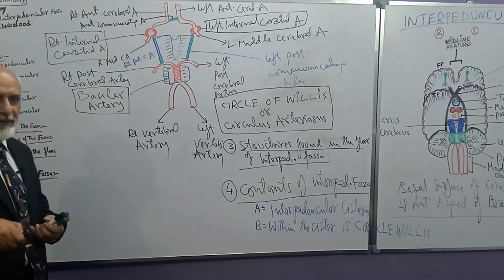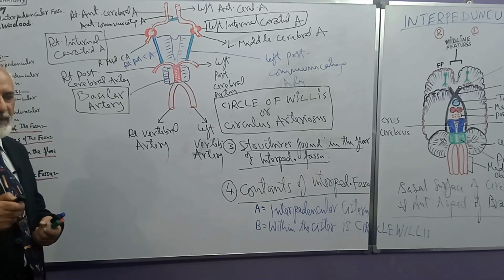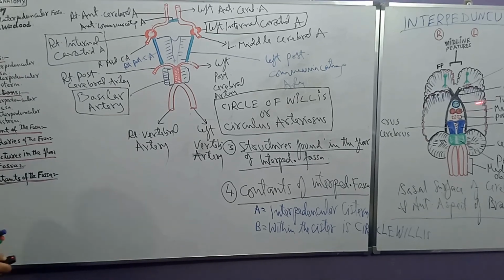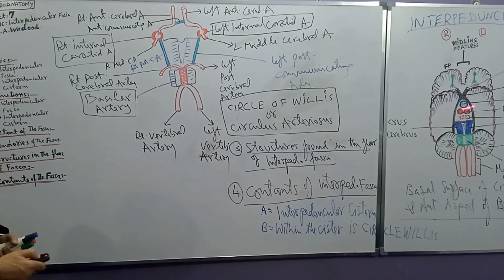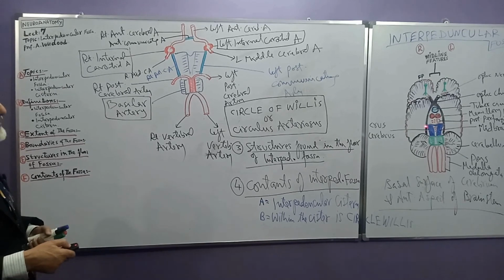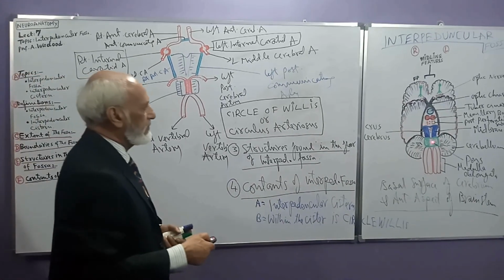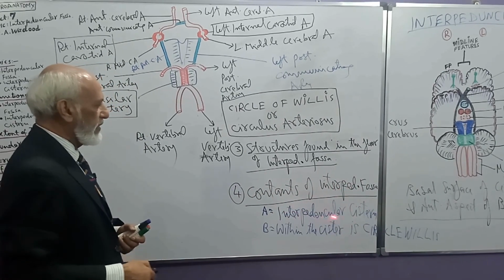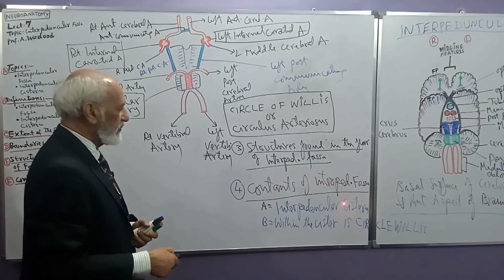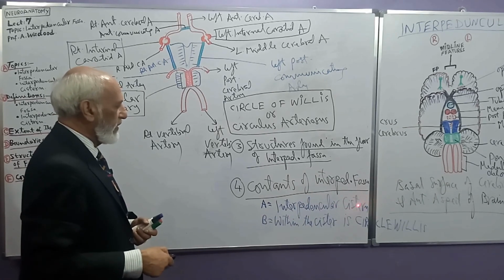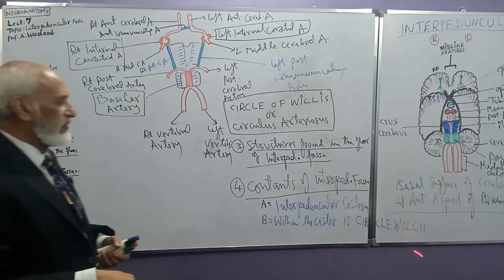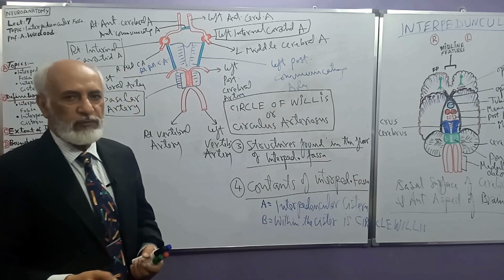So this was the topic of this lecture. We discussed the interpeduncular fossa, what its boundaries are, and what different structures are seen in the floor of this interpeduncular fossa, and what the very important contents are, the interpeduncular cistern. This cistern is also occupied by this arterial circle, circulus arteriosus, floating in the cerebrospinal fluid.